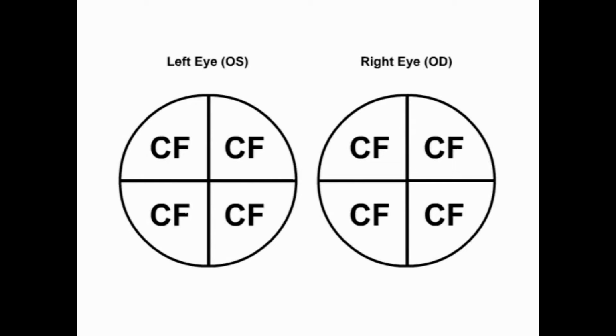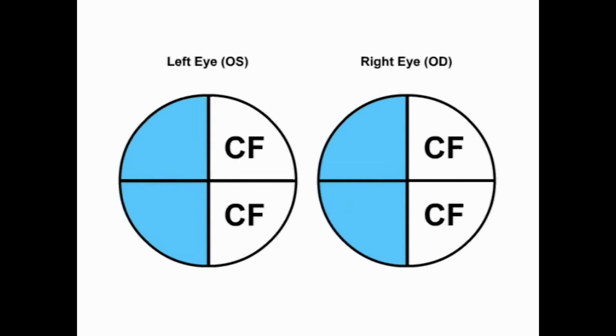For example, a patient who cannot count fingers in the nasal quadrants of the right eye's visual field and the temporal quadrants of the left eye's visual field has a left homonymous hemianopia.